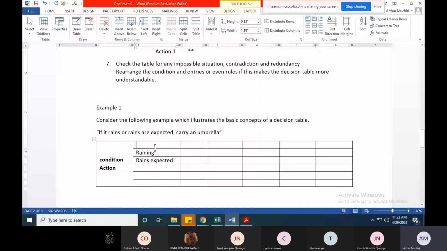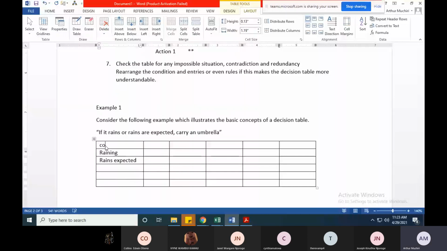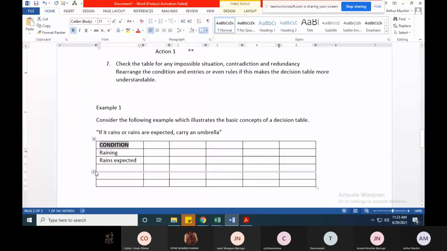Or of course you can have them here, or you can put the conditions here. Which one is the best? Should we put it here or down here? Let's put it up here. Conditions. I wish I had that, using a computer at times. Yeah, let's put it up there. The title for the two conditions.